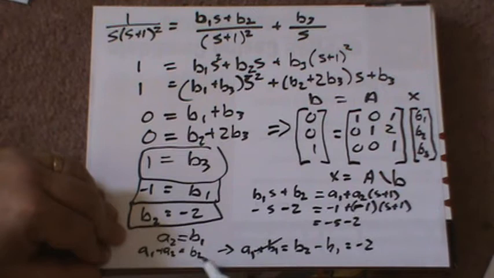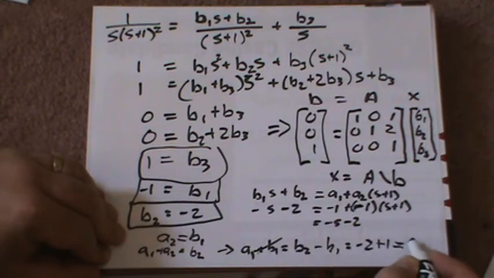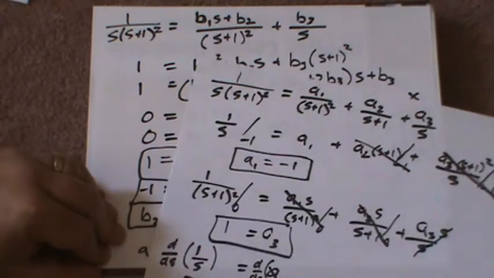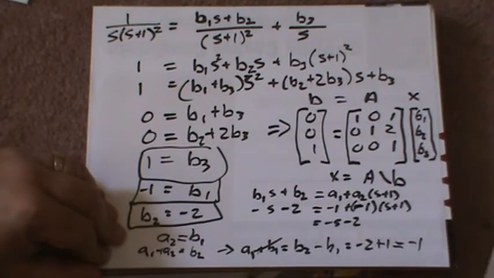And B1 is minus 1, so it's minus 1 or plus 1, which gives you minus 1. So that means A1 has to equal minus 1, which indeed it does. So I just do that to show you that both ways do work the same.